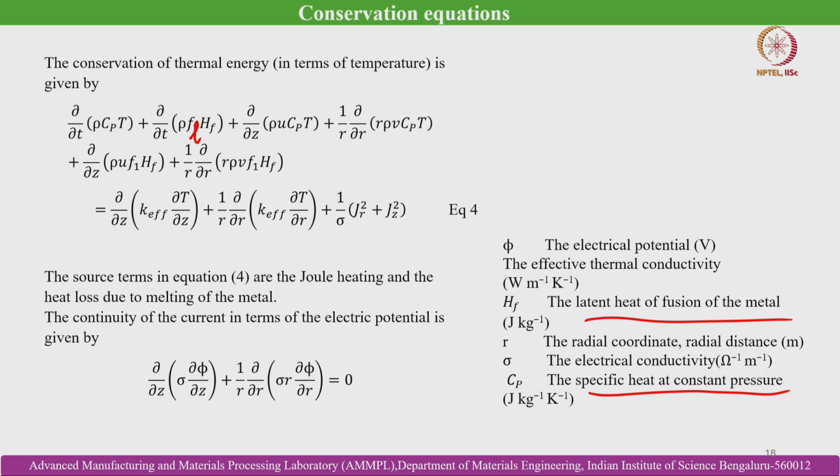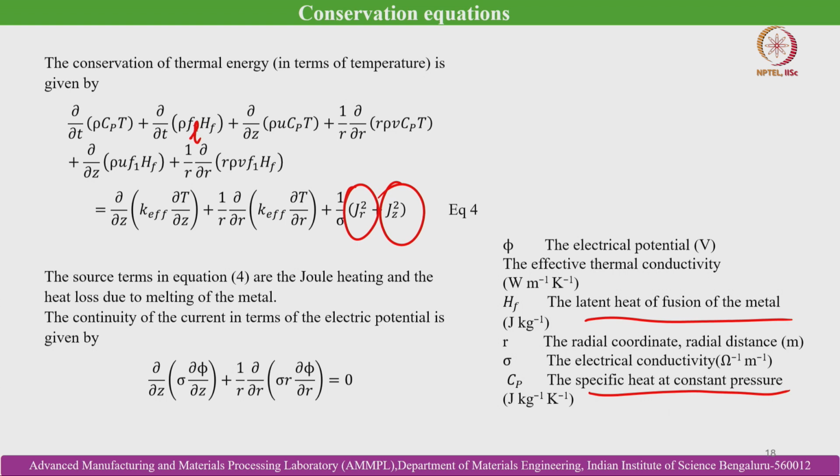We have already discussed that J_r and J_z are the current densities in the radial direction and in the axial direction. So, the source terms in equation 4 are the Joule heating and the heat loss due to melting of the metal, melting that is happening at the weld zone.